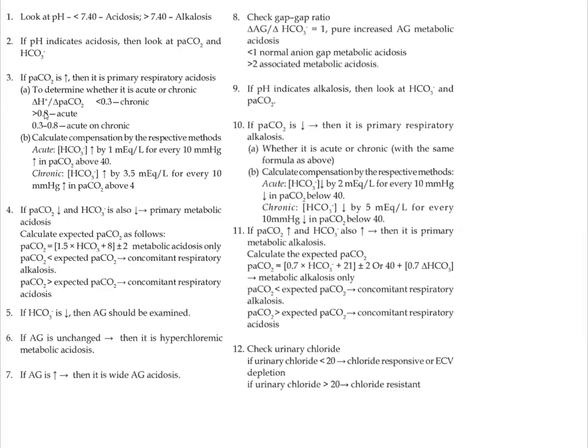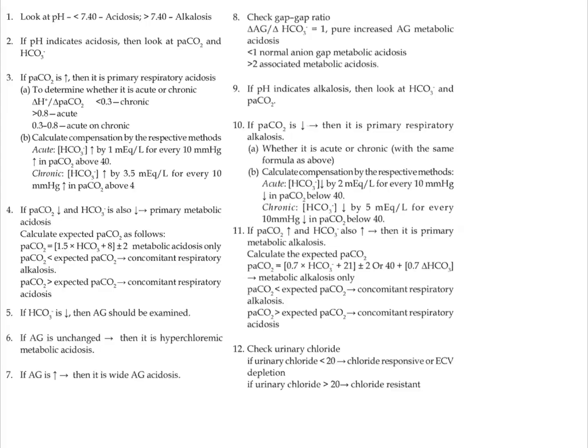That formula is delta H plus divided by delta PaCO2. Delta H plus uses the expected H plus, which can be got through the Henderson-Hasselbalch equation or a table. For us, the easiest way is to take the pH. If it is 7.23, take the last two digits, 23, and subtract it from 80. 80 minus 23, what is the answer you get? That is your expected H plus.